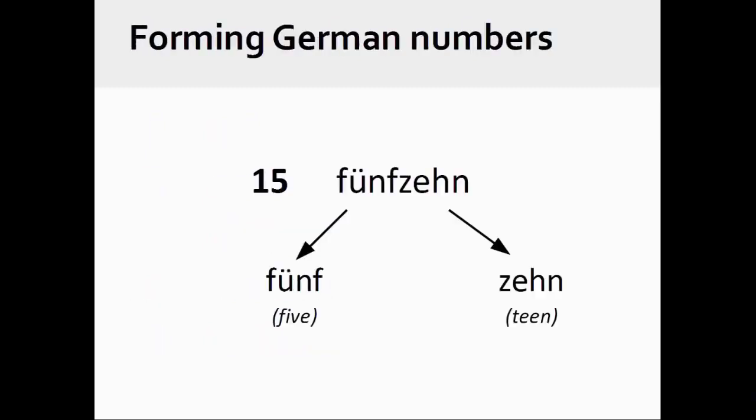Let's take a closer look at the German number 15. As you see on the screen, the number is formed by combining two numbers, 5 and 10. So what you are really saying is 5 and 10. Which is similar to the way that the number 15 is formed in English.